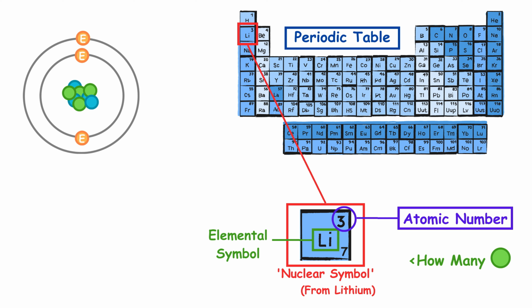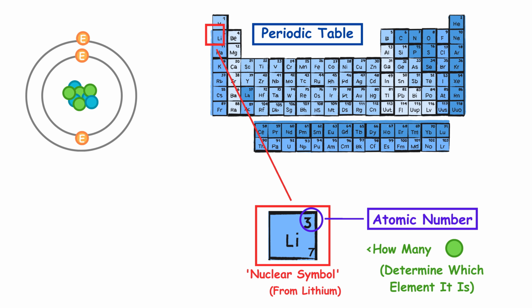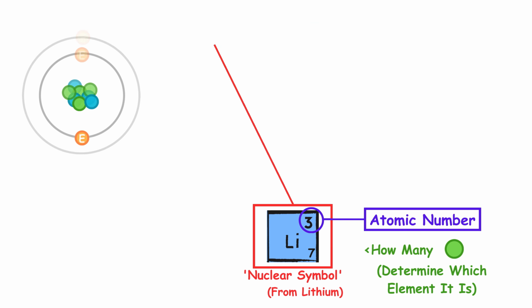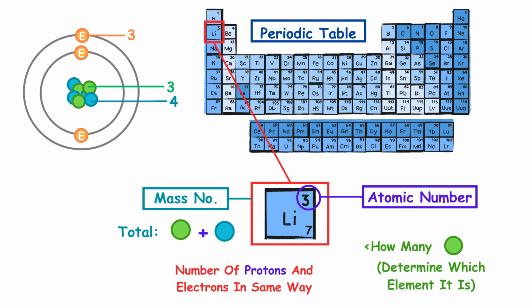On the right, you'll see the element symbol, Li for lithium. In the bottom left corner is the atomic number, which tells us how many protons atoms of that element have. This number is very important because it's the number of protons that defines the element. So, if an atom had 4 protons instead of 3, it wouldn't be lithium anymore. In the top left corner is the mass number, which tells us the total number of protons and neutrons. For lithium, that number is 7, meaning it has 3 protons and 4 neutrons.